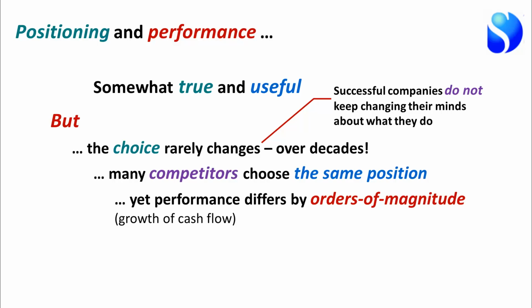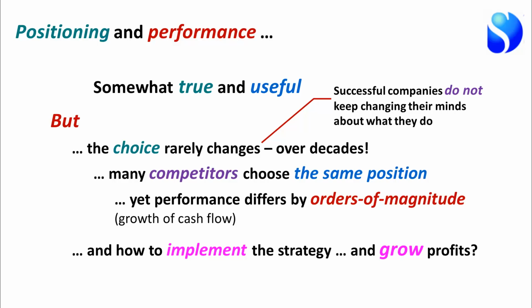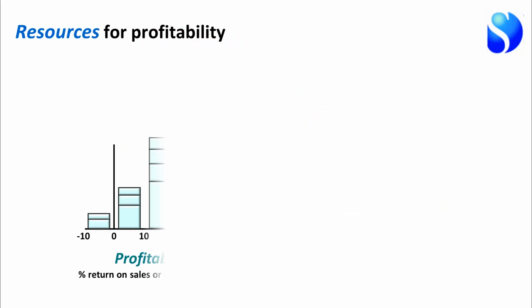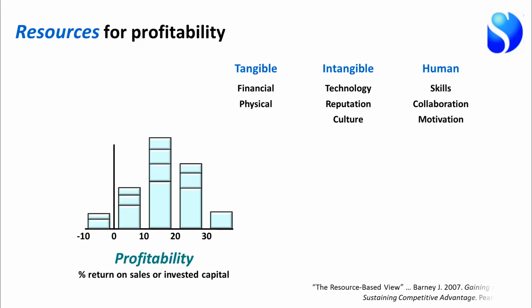But in spite of that, performance differs by orders of magnitude between those that are successful in the same position and those that are unsuccessful. And by success here, we mean growth of cash flow. And the tool doesn't tell you very much at all about how to implement the strategy and how to grow those profits. So the hunt has been on for other explanations as to why some firms are more successful than others. And in recent years, we've looked at this idea of resources driving our ability to be more profitable.